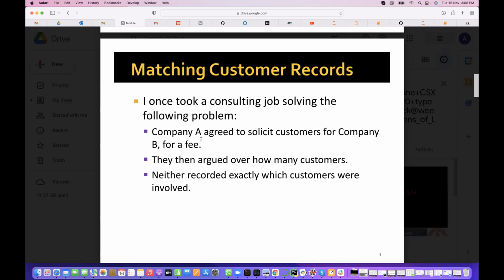Understand this problem? They then argued over how many customers. Ultimately, B should get some money, right, from A. Then B says that I have provided 2,000 customers, but A says that no, you haven't provided 2,000, you provided only 1,000, something like that. Then they argued over how many customers. Why do they argue for how many customers?